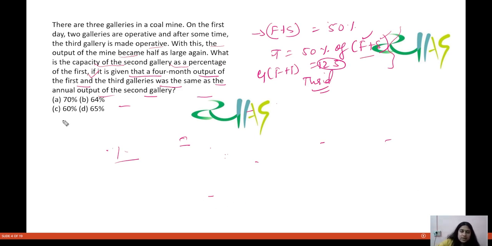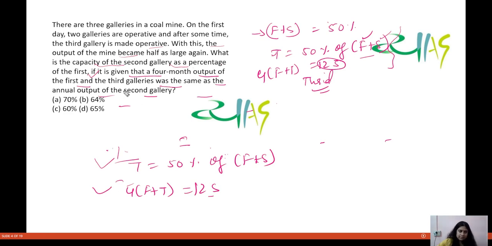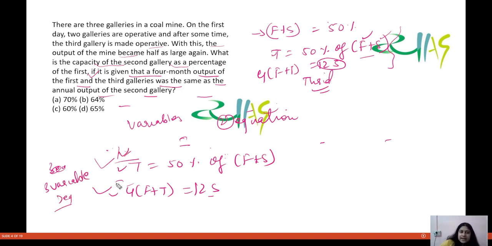Now see what this is saying. You have these two equations. T is equal to 50% of F plus S, and 4 times of F plus T is equal to 12 times of S. Now see what we are seeing in these two equations. We have three variables and we have two equations. But whenever you solve linear equations, to get the value of each one of them, the number of variables should be equal to the number of equations. Three variables need three equations to be solved. But when we are given two equations, what can we do?